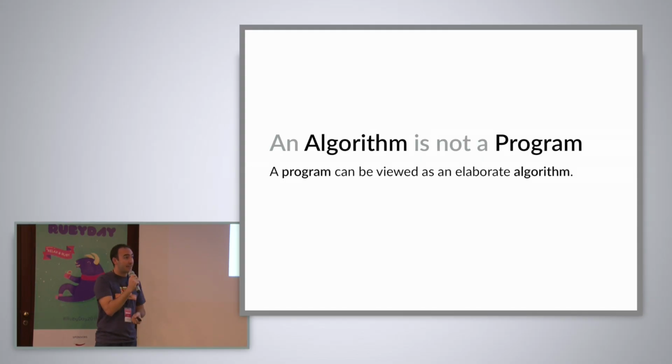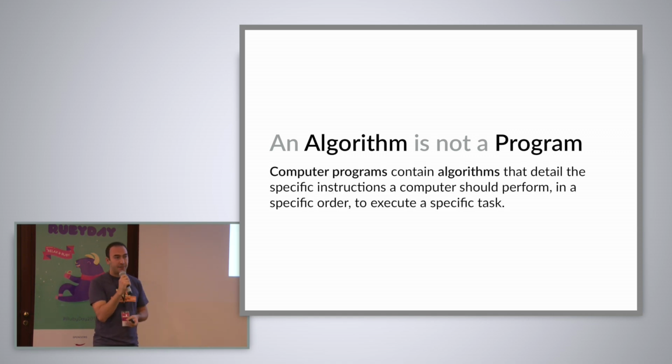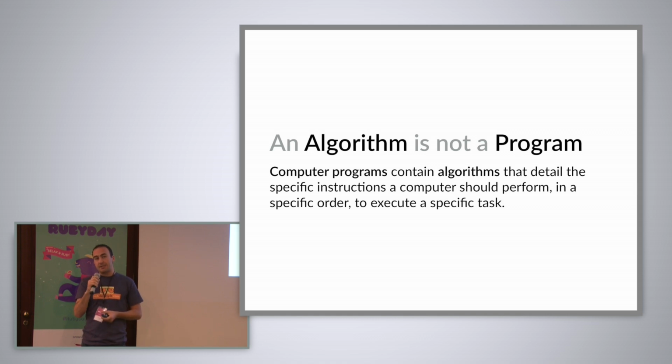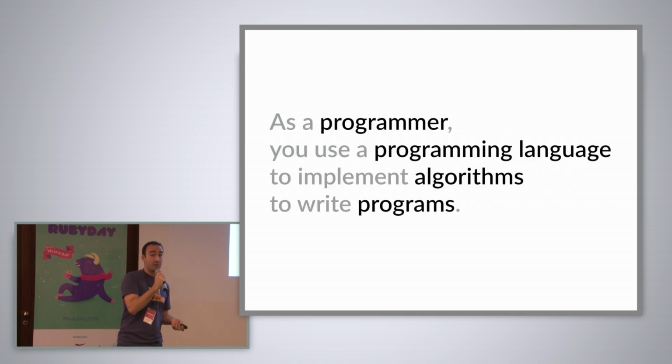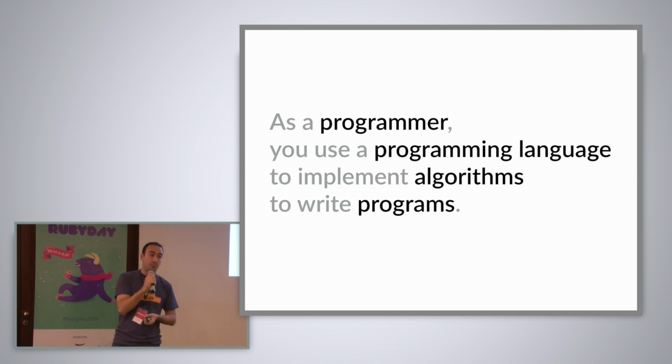It's important to understand that an algorithm is not strictly a program. In fact, a program can be viewed as an elaborate algorithm. So generally computer programs contain several algorithms that detail the specific instructions a computer should perform in order to execute a specific task. And here comes back the definition of set of instructions, set of tasks. So what we can say, in fact, is that as a programmer, you use a programming language, whatever you like, to implement algorithms in order to write programs.